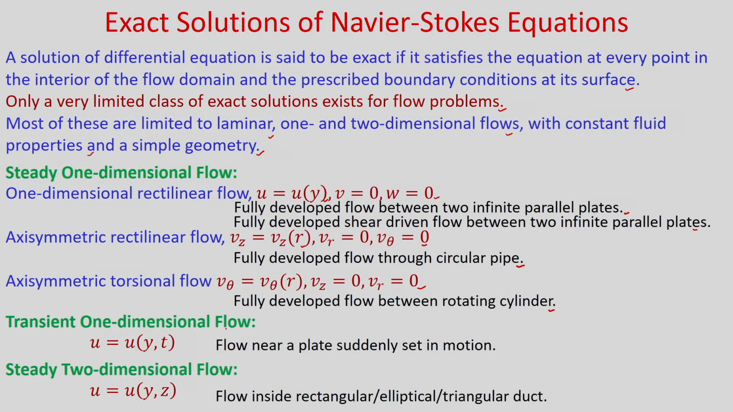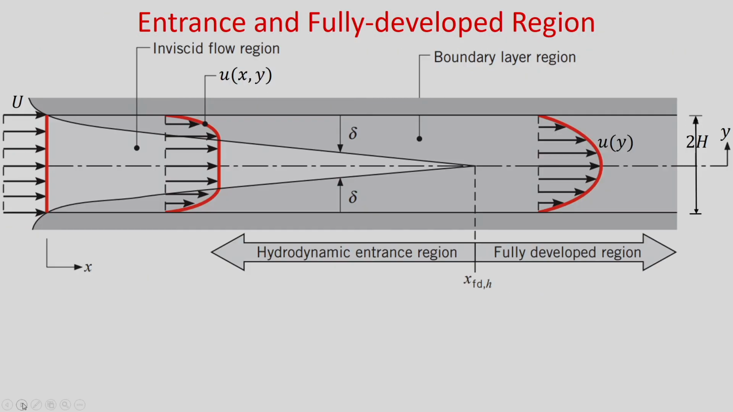We can also have the transient 1 dimensional flow where velocity u is a function of one space coordinate and time. Flow near a plate suddenly set in motion is an example of this transient 1 dimensional flow, and steady 2 dimensional flow where velocity is a function of two spatial coordinates y and z. The examples are flow inside rectangular or elliptical or triangular ducts with uniform cross section. So, now let us consider flow inside two infinite parallel plates.